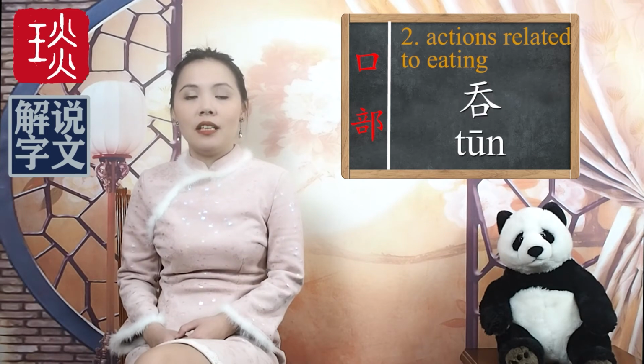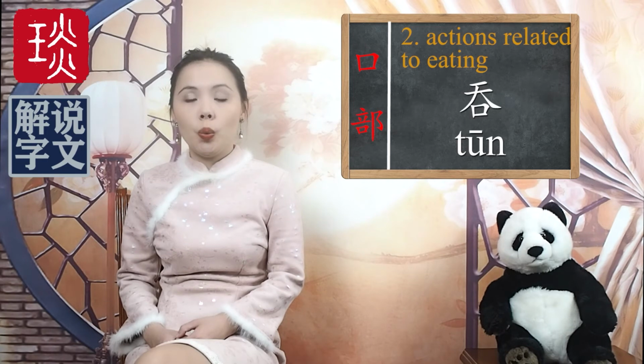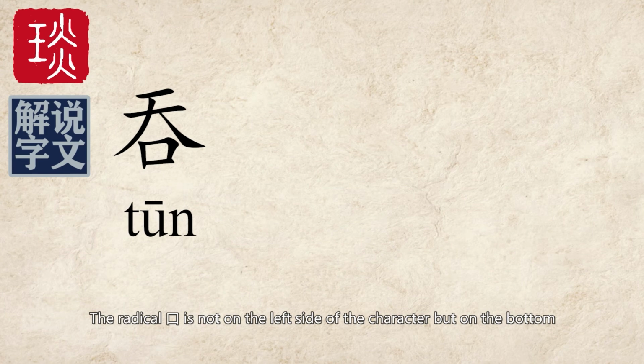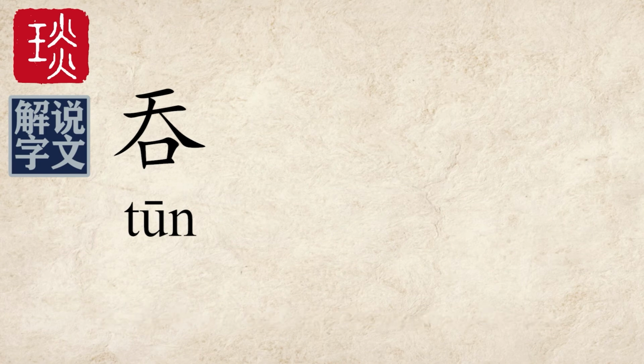吞, swallow. The radical 口 is not on the left side of the character, but on the bottom. Most 部首 are on the left side of the character, but it could be in any position, top, bottom, left, or right.